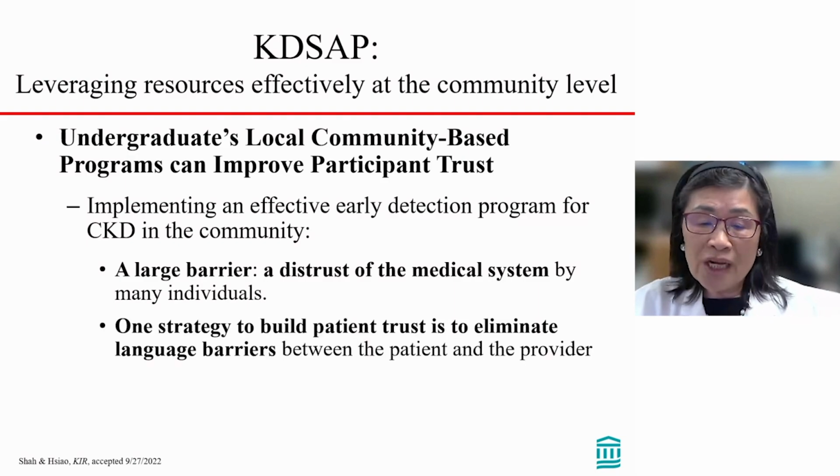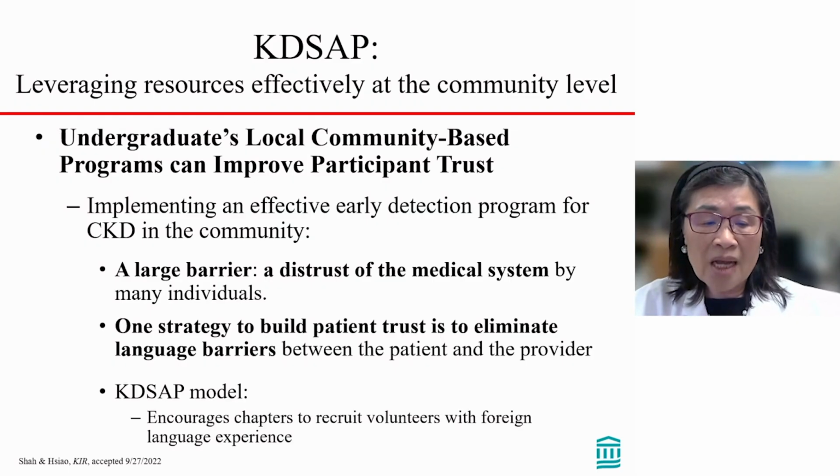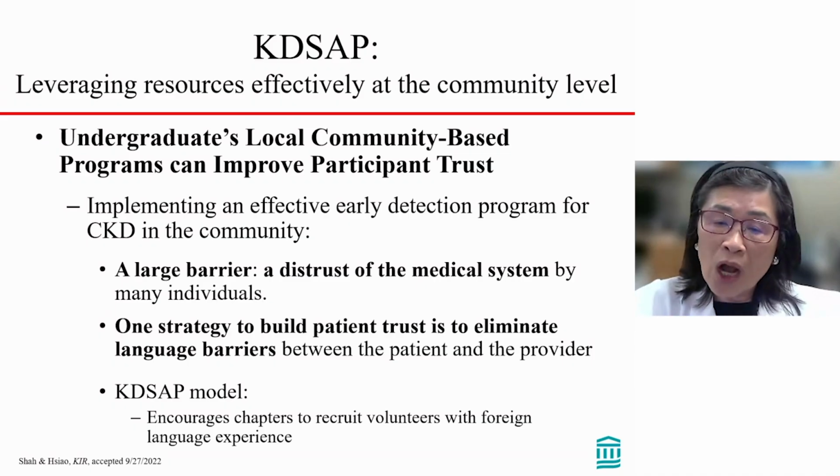One strategy to improve patient trust is to eliminate the language barrier. The KDSAP model is good because we encourage each chapter to recruit volunteers with foreign language experience. For example, the UC Berkeley chapter partners with a student group who focus on language. Every time they go out into the community, they invite this particular student club to go out with them.